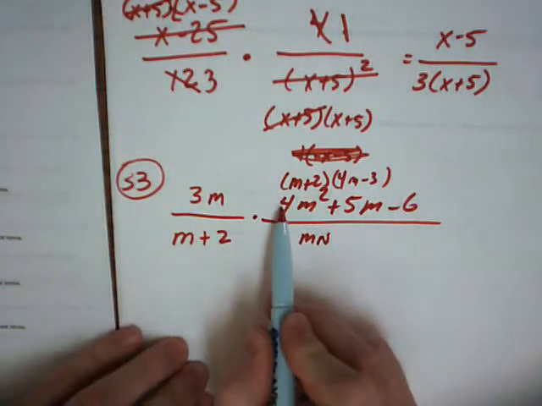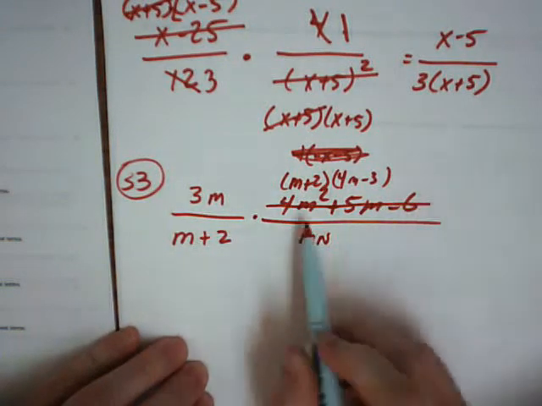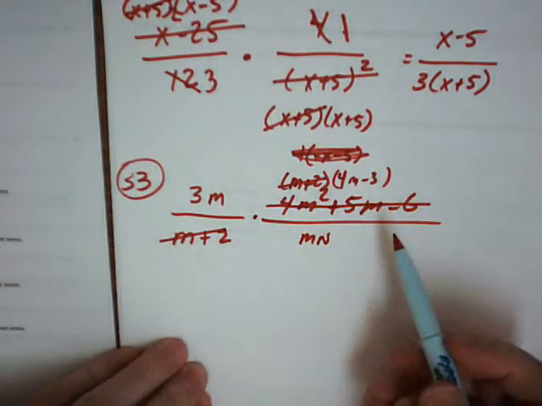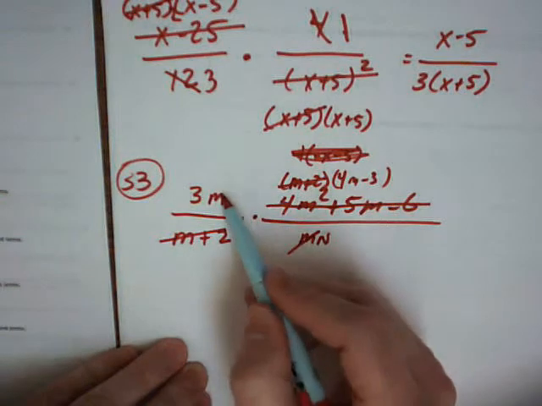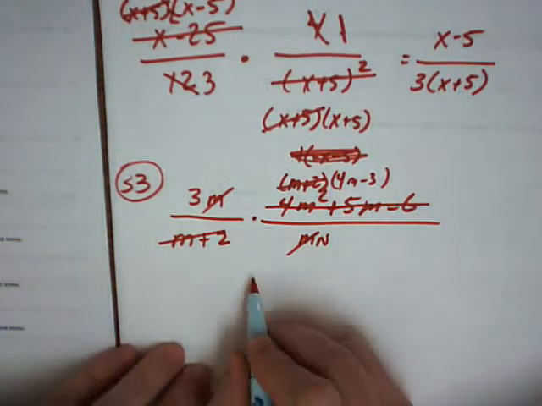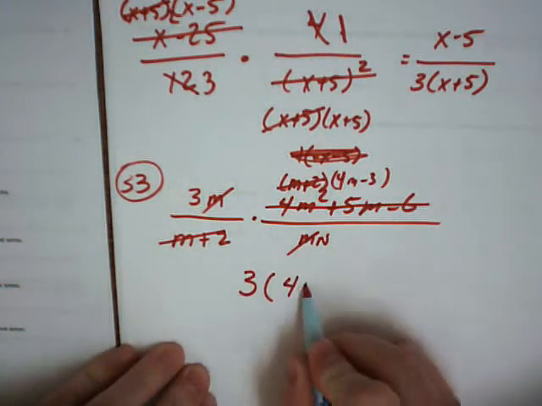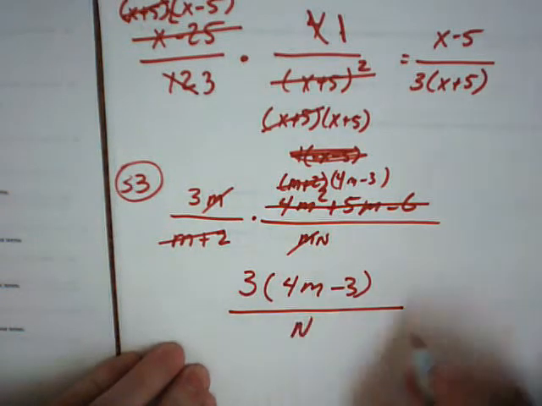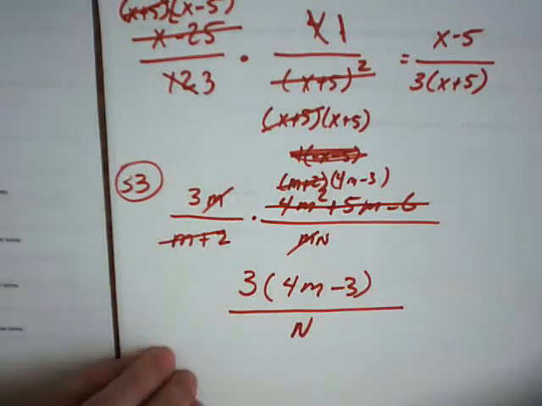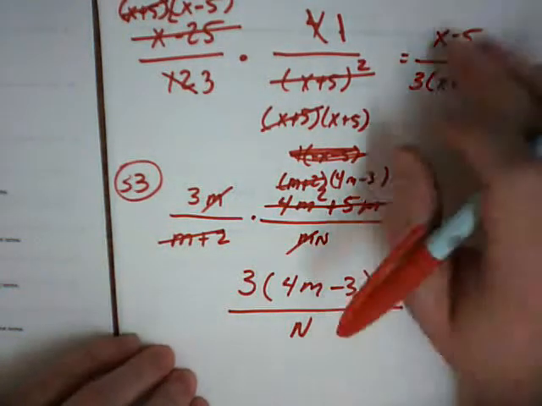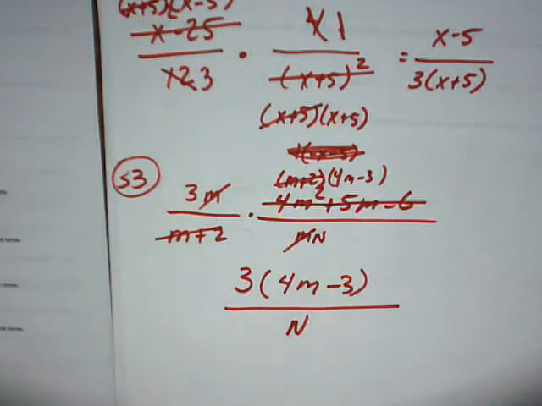So now I've rewritten this, so I'm going to mark that off if that's all right. And now my m plus 2 and my m plus 2 cancel. My m and the m on that 3m cancel. And I'm just left with 3 times (4m minus 3) over n. That's all we're left with. And that's multiplying and dividing. I mean, if you can do those, you can do all of them. Those are the toughest ones on there, I think. That's just my opinion, though.